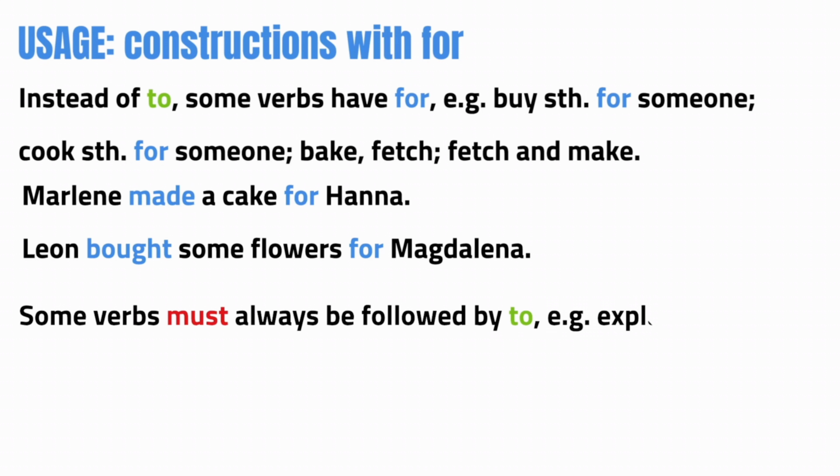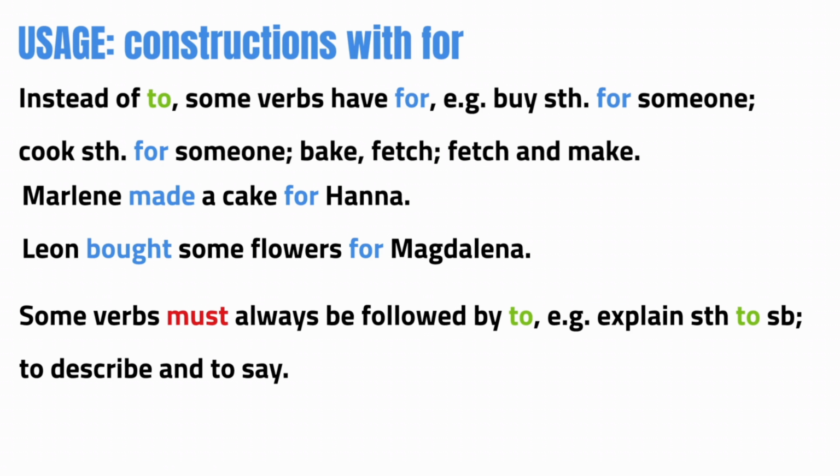And there are verbs that must always be followed with to: explain something to somebody, and to describe and to say. You can't use these verbs with for. She described the book to him. She explained it to him, and not she explained it for him. That's incorrect. To describe, to say, to explain are always followed with to.